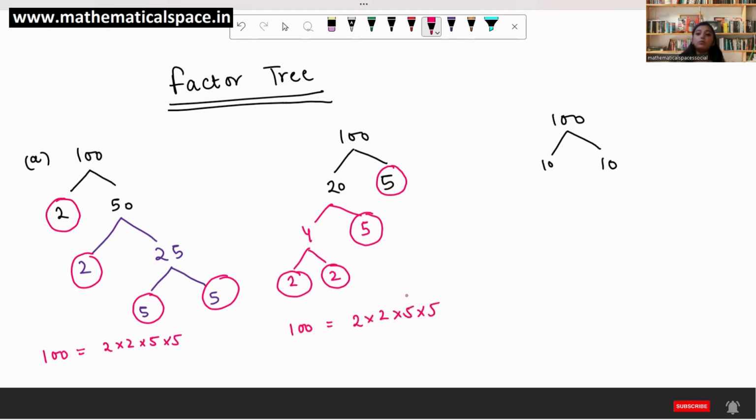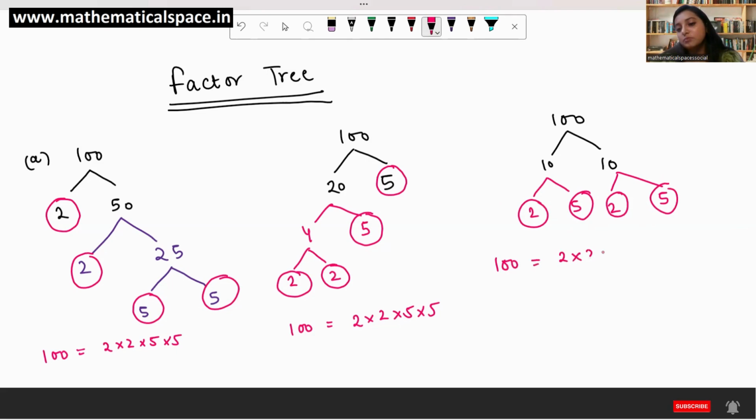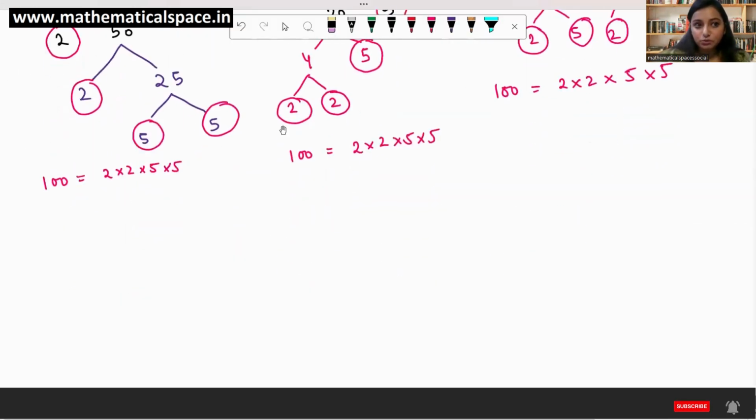No matter in what way you split the number, you will always get the same answer. Okay. Now 10 times 10. So 10 can be split as what? 2 and 5. And this 10 can also be split as 2 and 5. So what are the factors? These are all prime factors. We cannot reduce them further. So what is it? 2 times 2 times 5 times 5. So I hope the factor tree method is way too easy for everyone. Let's discuss some more examples.